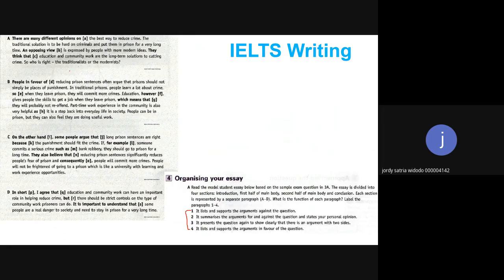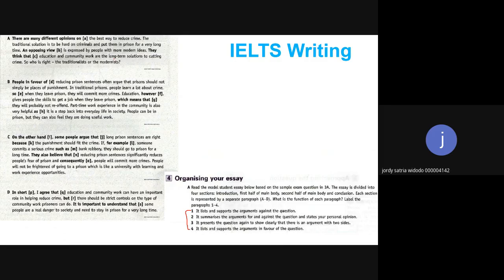Let's see. Yes, this is the first paragraph. There are many different opinions. You can see the bolded phrases that can be taken as sources for you to widen your vocabulary later while writing in this section.